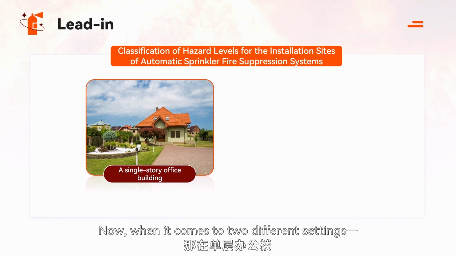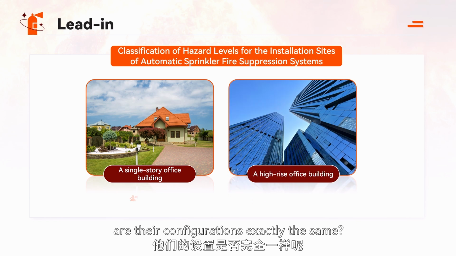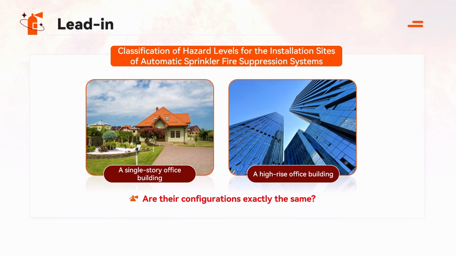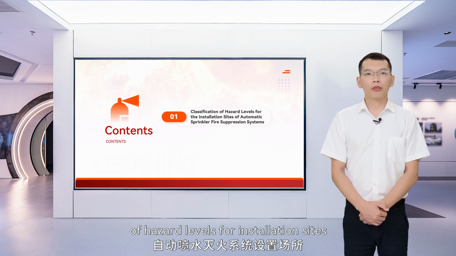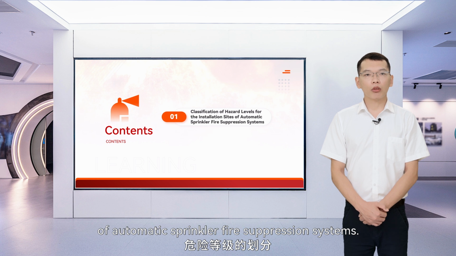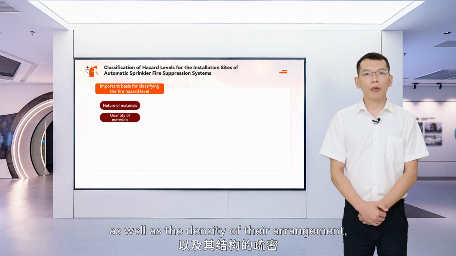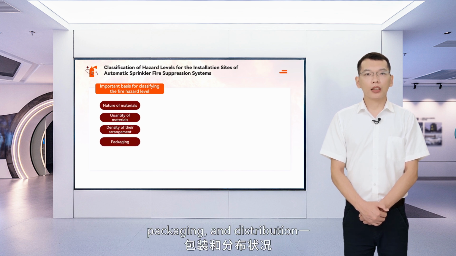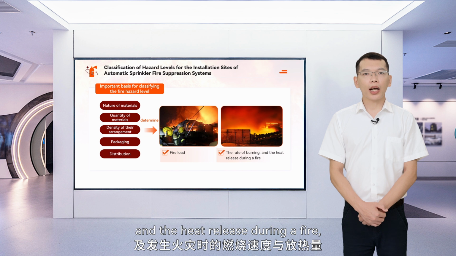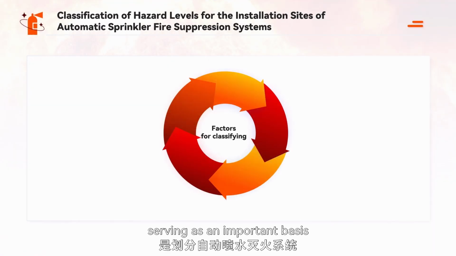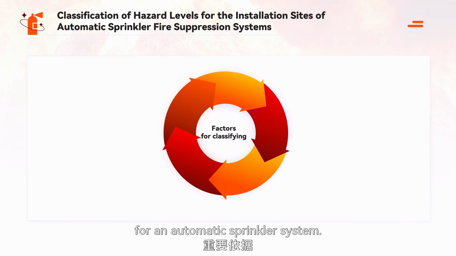Now, when it comes to two different settings, a single-story office building versus a high-rise office building, are their configurations exactly the same? In this lesson, we will study the classification of hazard levels for installation sites of automatic sprinkler fire suppression systems. The nature and quantity of materials within a building, as well as the density of their arrangement, packaging, and distribution, determine the fire load, the rate of burning, and the heat release during a fire, serving as an important basis for classifying the fire hazard level of the site for an automatic sprinkler system.